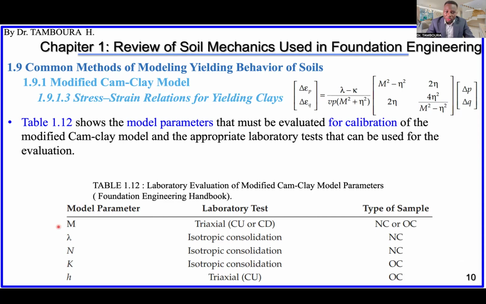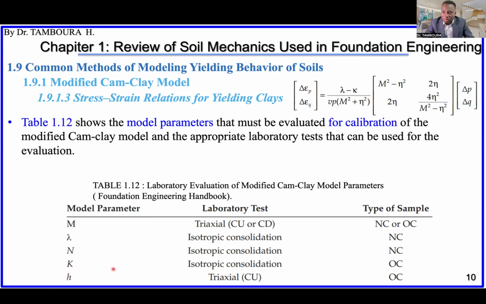Okay. So the M can be obtained from a triaxial test. And it is used for normally consolidated clay or over consolidated clay. This lambda, you can see it here, can be obtained from isotropic consolidation. It's done for normally consolidated clay. Okay. The N, K, H.